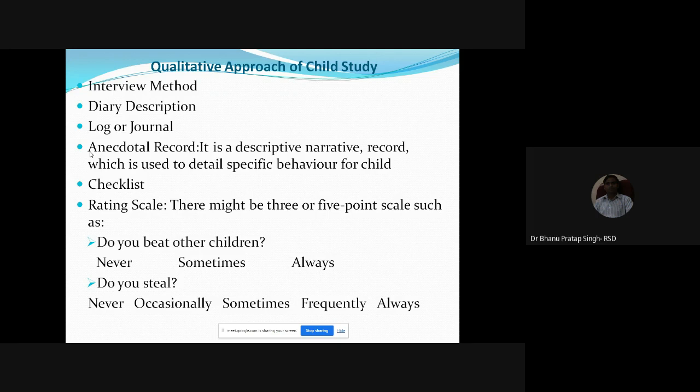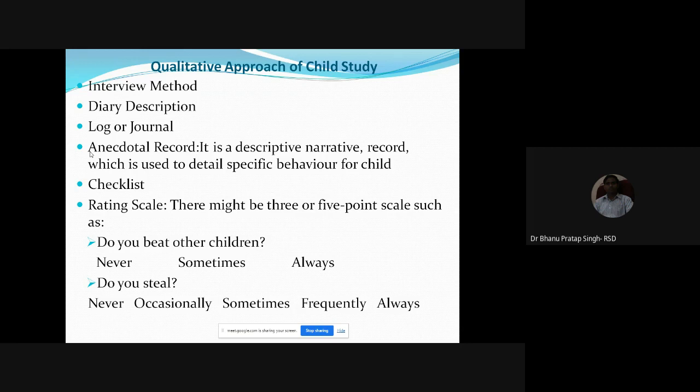If we see the 3-point scale, the question is, do you beat other children? A student may reply never: I never beat any other children. He may say sometimes he beats the children. He may say yes, I always beat the children. So the answers to these three are giving three types of child.